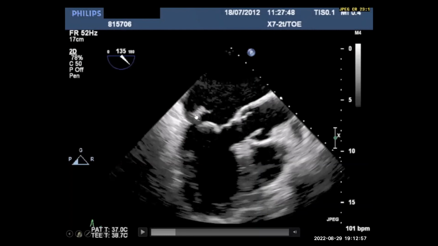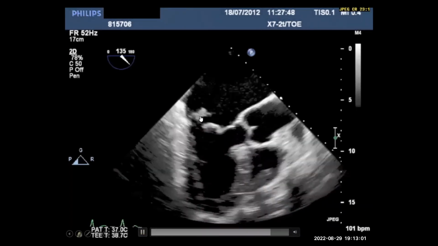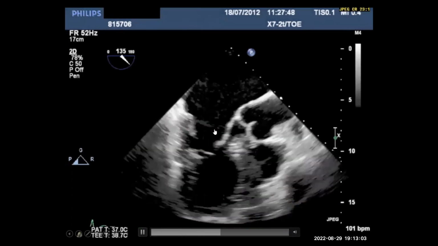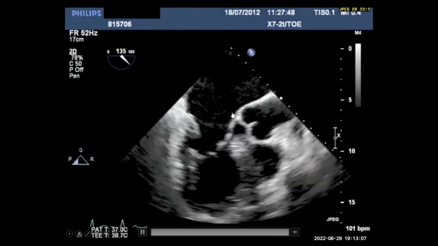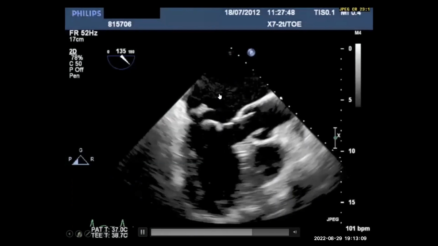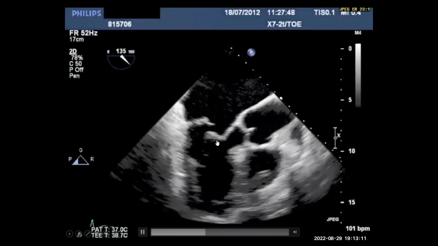Anterior mitral valve leaflet, posterior mitral valve leaflet. And you can see clearly that there is a prolapse of the posterior mitral valve leaflet, and we'll talk a little bit about this pathology. Virtually 80% of all the referrals we get, or the disease that we get with mitral valve regurgitation, have a similar picture like this one.